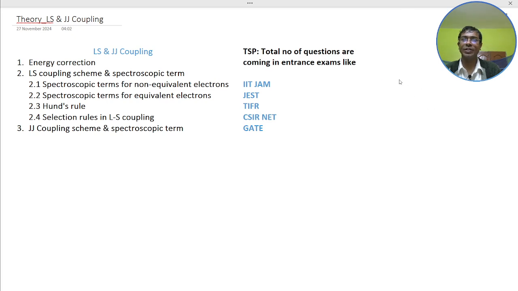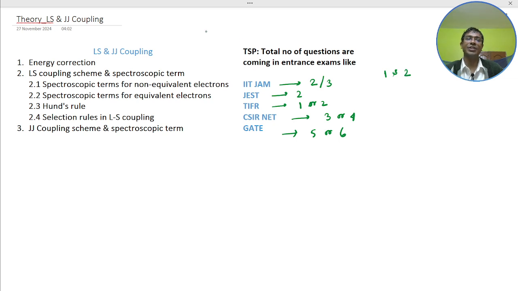In IIT JAM, only in atomic physics, 2 or 3 questions come, and in the JEST exam 2, the TIFR 1 or 2, the CSIR NET 3 or 4, and the GATE 5 or 6 questions come here. And almost from LS and JJ coupling, basically 1 or 2 questions come from this topic.